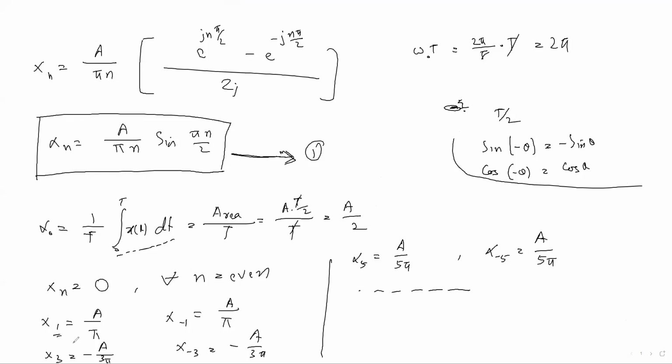Since all the numbers are real numbers, there is no imaginary number. So if you take the mode of x1, it will give A by pi only. If you take the mode of x minus 1, it will give A by pi only. Okay. Understand? But what will be the phase? That is the important part. I will explain when I explain the phase spectrum. It's over, I think.